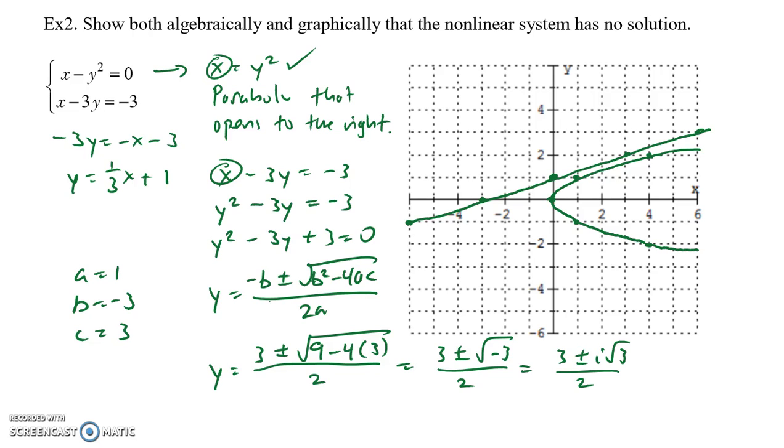So notice that our quadratic equation has no real solution. If you obtain a situation like this where the equation you're trying to solve has no real solution, it would indicate algebraically that the system of equations itself does not have a solution.